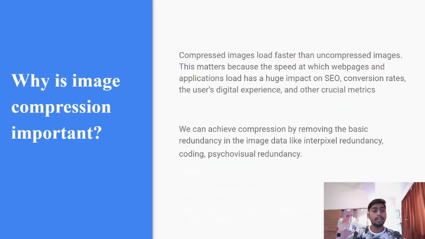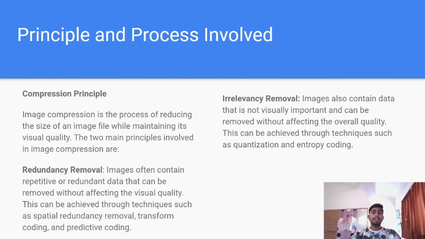Let's move on to the next slide. Why is image compression important? As we know, compressed images load faster than uncompressed images. This matters because the speed at which web pages and applications load has a huge impact on search engine optimization, conversion rate, and user digital experience. We can achieve compression by removing the basic redundancies in the image data, like interpixel redundancy, coding redundancy, and psycho-visual redundancy.